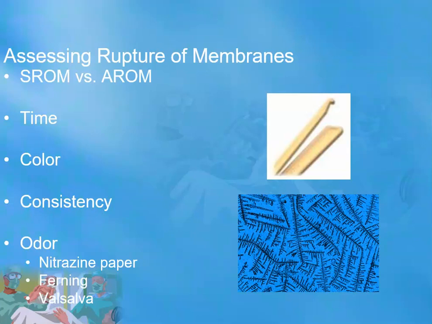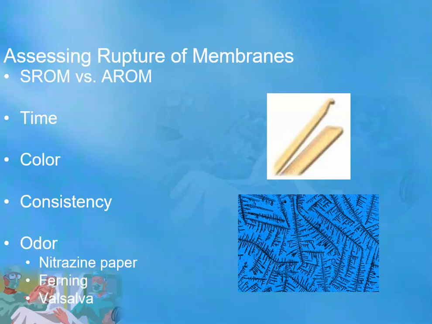We want to look at the color of the fluid. Is it clear? Does it have little white particles? If it does, it's usually the cheesy stuff that's on our newborns. We call it vernix. Sometimes that vernix is chunky around the baby, and it can show up in the amniotic fluid because the fluid surrounds the baby. If it has little white specks or particles, that's okay.